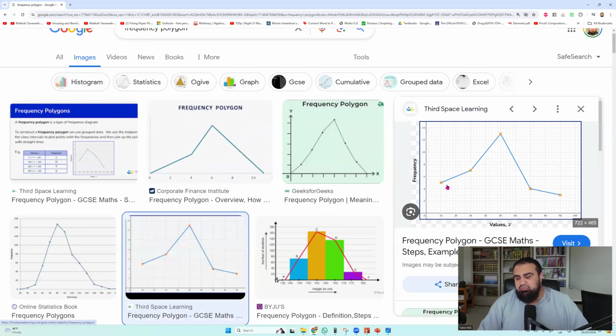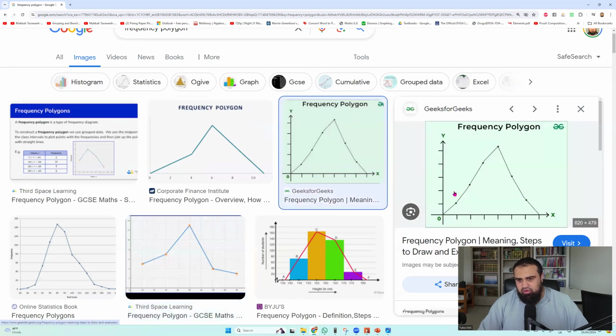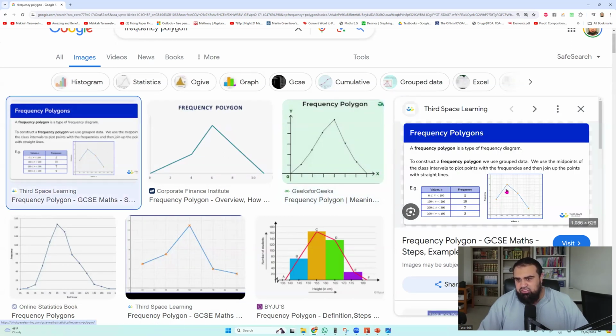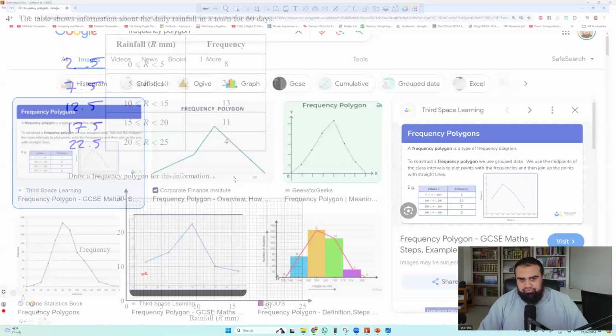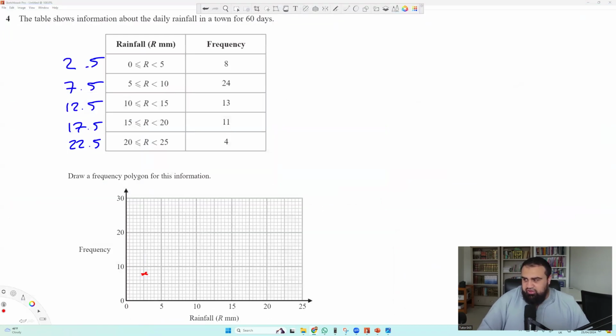And remember, with frequency polygon graphs, when you connect the points, you always start from here, not like that. Do you know what I mean? So these are technically a bit wrong, at least for GCSE. They're definitely wrong. Maybe this is from America or something, but this is how we do it here in the UK. Let me show you. I'm going to quickly pause the video and plot all the points.